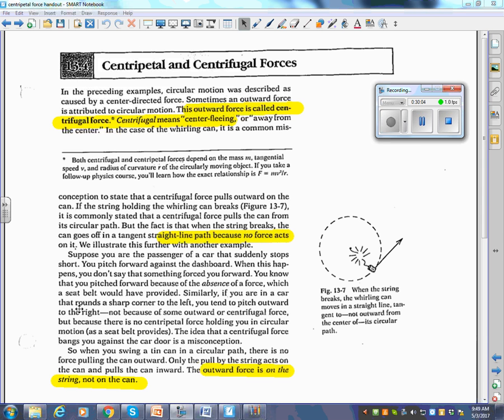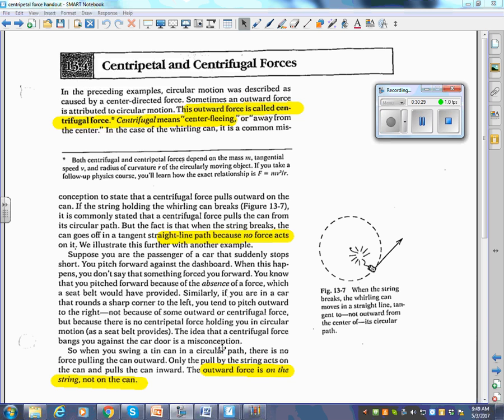So when you swing a tin can in a circular path, there is no force pulling the can outward. Only the pull by the string acts on the can and pulls the can inward. Here's the key. The outward force is on the string. The centripetal force is on the rubber stopper, but because of inertia, what happens to tension in the string? It increases, and the outward force is actually on the string.